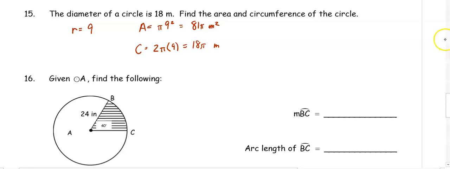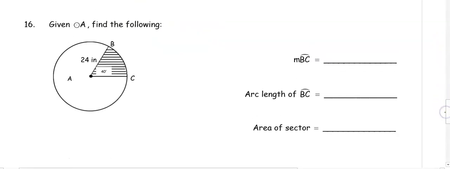In number 16, given circle O, we want to find the measure of BC. So the measure of BC is always going to be an angle measurement. So it's going to be the same as the central angle, so it's going to be 40 degrees. To find the arc length, that's like your pizza crust. So you're going to do the circumference, 2 pi times the radius, which is 24, but then you only want part of the circle. So we're going to multiply by 40 over 360, because that's how many degrees of the circle we are actually looking at.